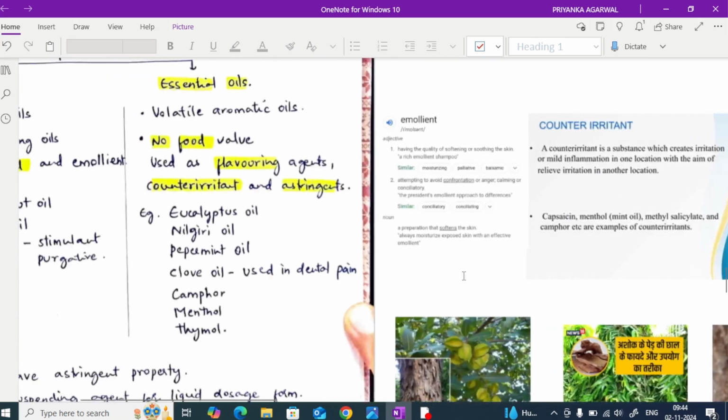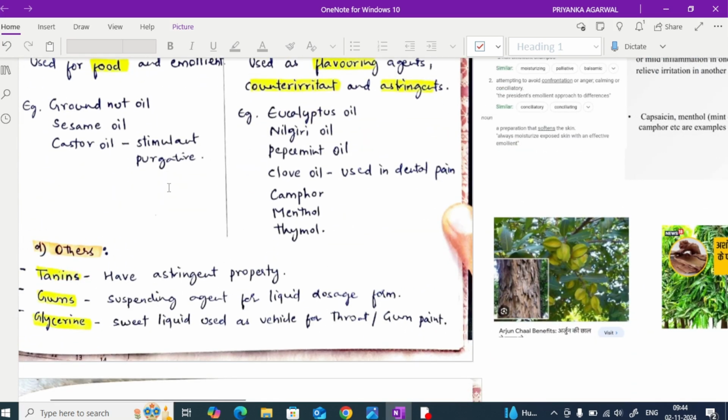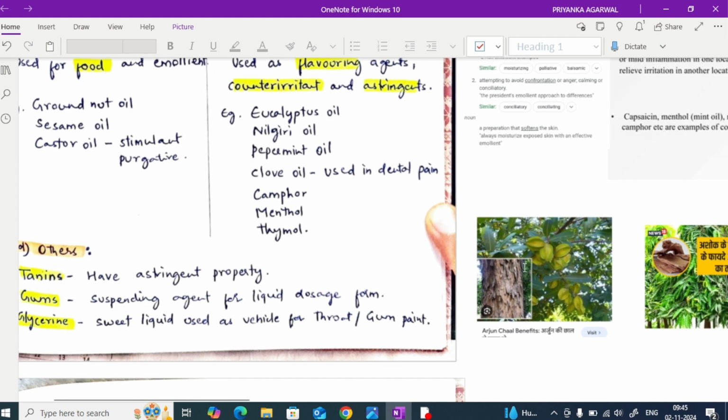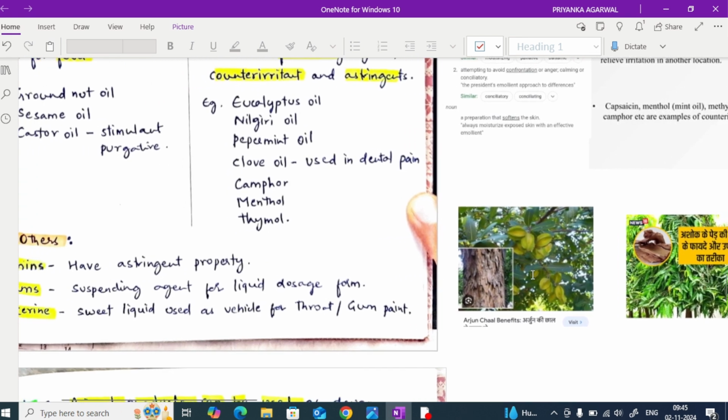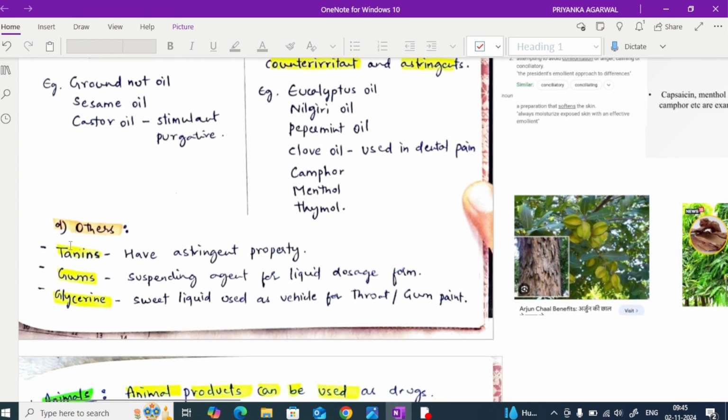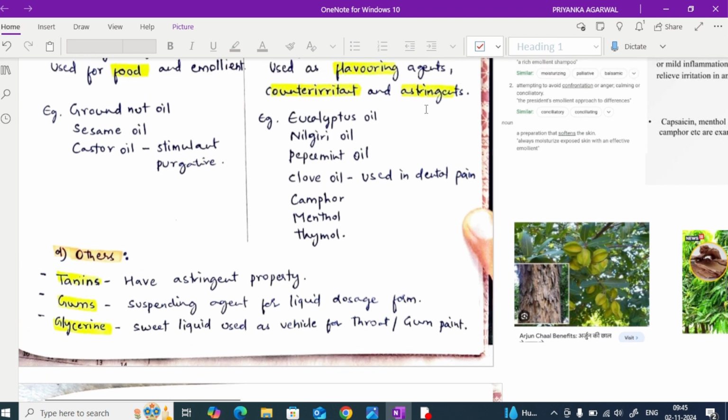Okay, now we are moving on to next category, that is others. So here we have tannins, gums, glycerin. So tannins is nothing but some drugs what we get from the plants like Arjuna, Ashoka. You might have heard these names. Okay, so they also have these astringent properties. So we just now understood what do you mean by astringent.